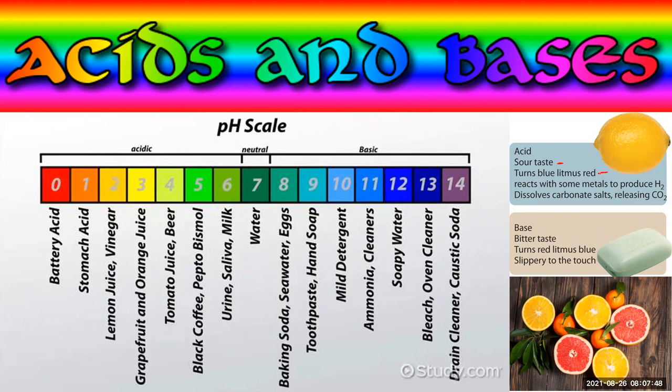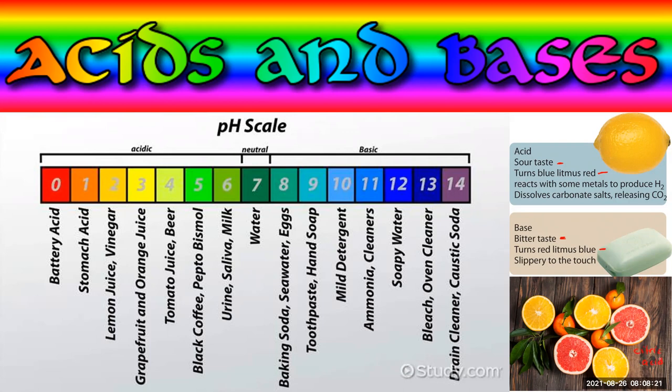As far as bases go, you've probably learned that they have a bitter taste. You've probably tested them with litmus and seen that they turn red litmus blue. And you may even know that they're slippery to the touch. You might have even learned some common examples of acids and bases. For instance, you might remember that citrus fruits contain the acid citric acid.